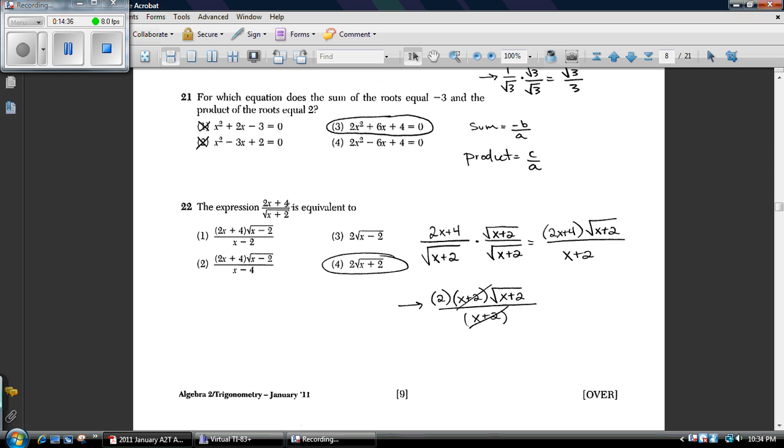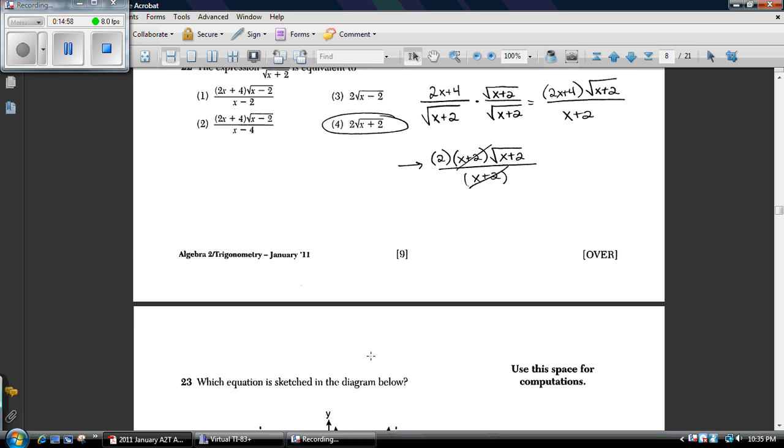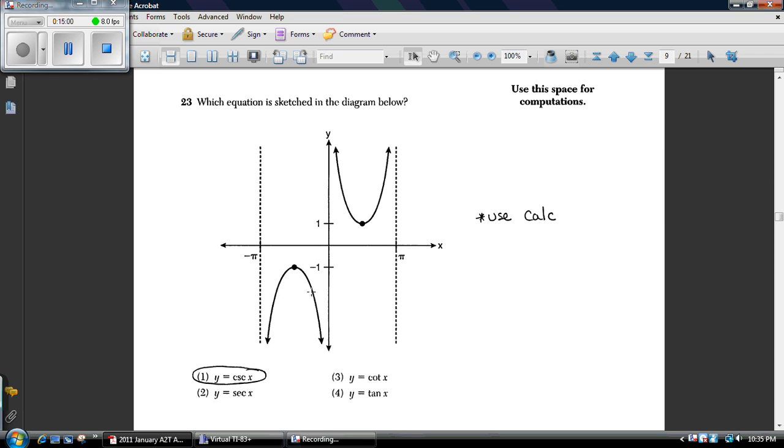22, the expression, this is equivalent to, you got to rationalize it. You got to multiply top and bottom by the bottom. Get rid of that radical. And so I got to this step and I was like, you know what? I don't see any of these choices. That's messed up. Turns out you can factor this. Look at that. They both have 2 in common right there. It's GCF. Cancel. You're left with that.